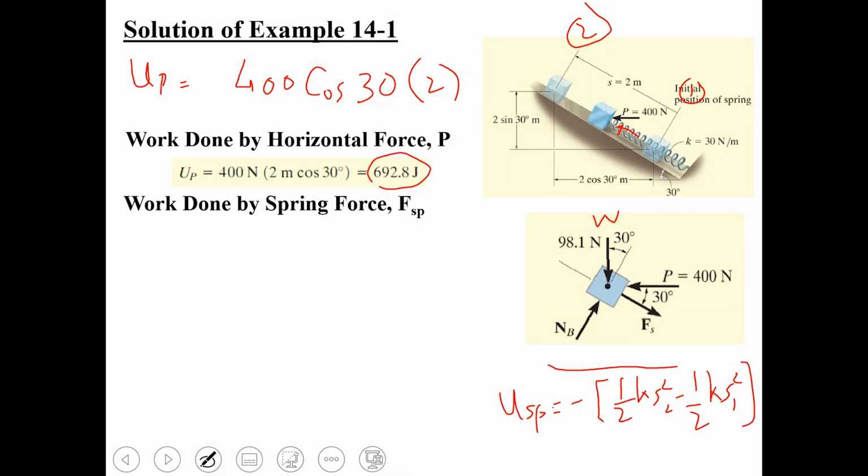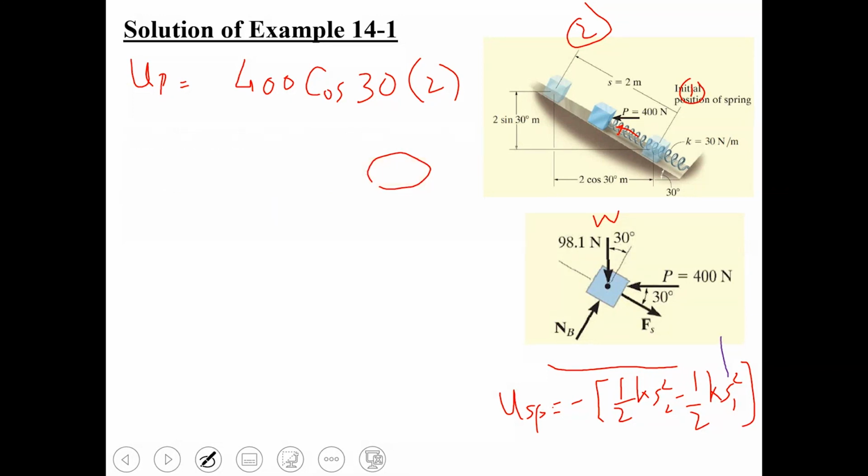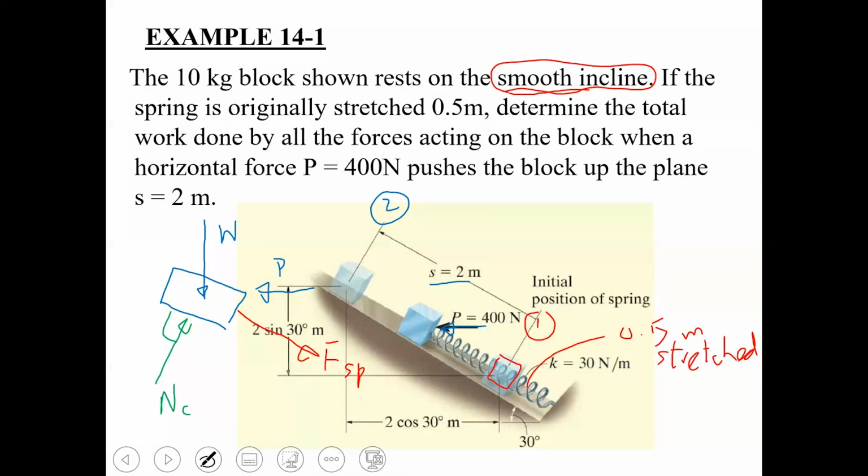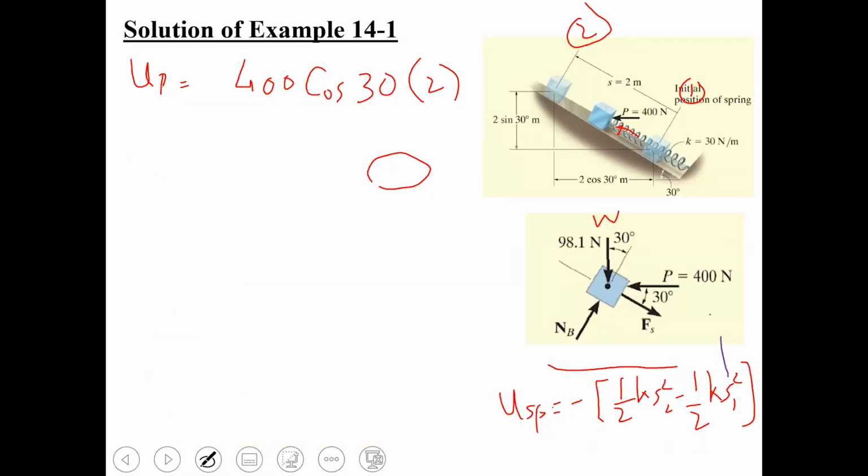Can you identify k? It is known that k is 30 newtons per meter, which is the spring constant. What about s2 and s1? If I talk about position 1, at position 1 how much has the spring displaced from its unstretched position? Do you remember that? 0.5, sir. If we take a look at the question, at position 1, the spring is being stretched 0.5 meters from its unstretched position. So it means that s1 will be 0.5.